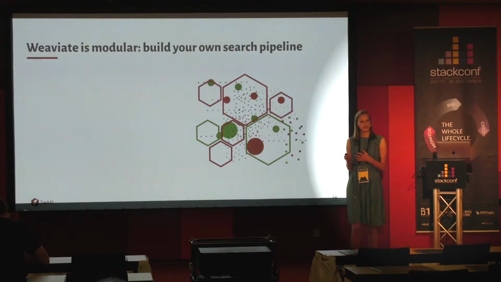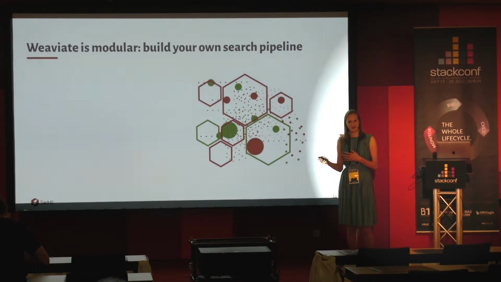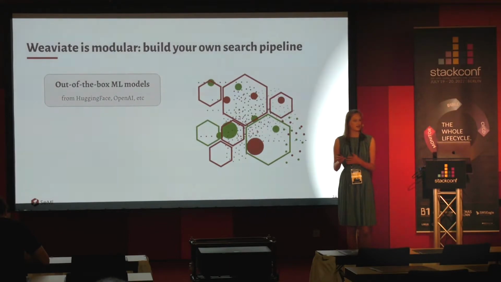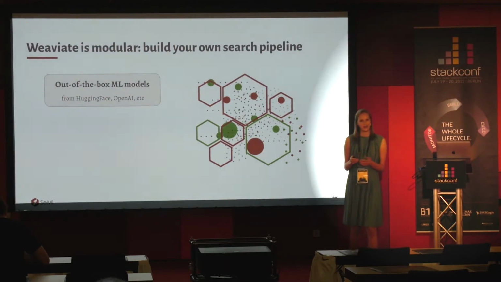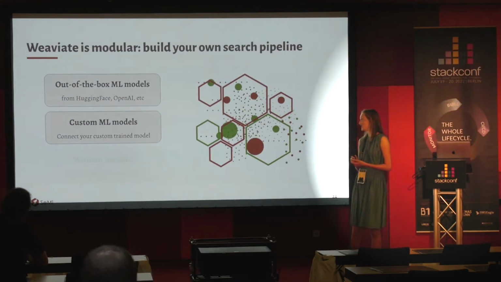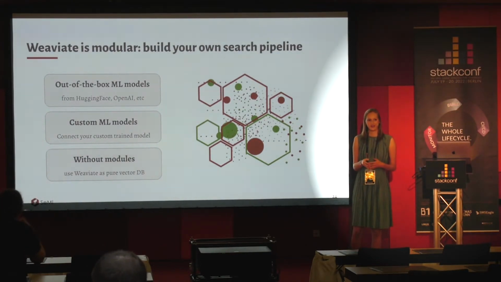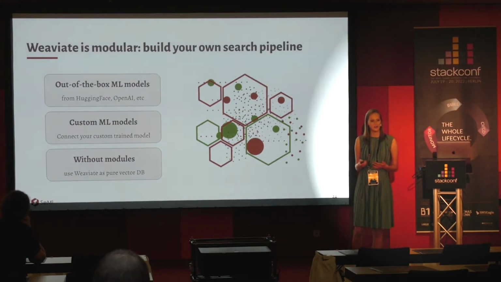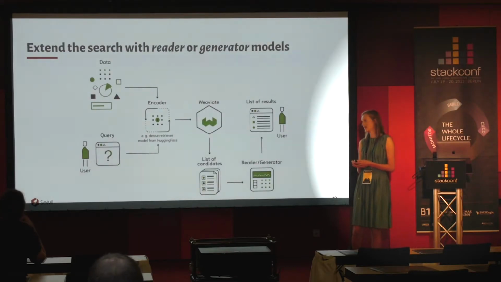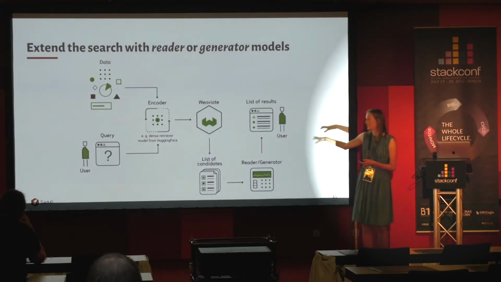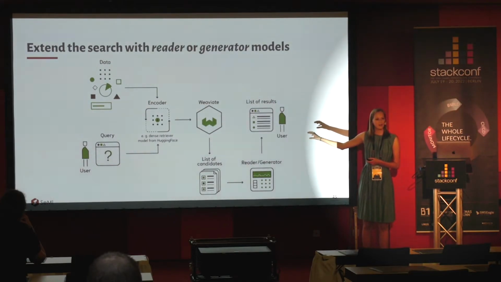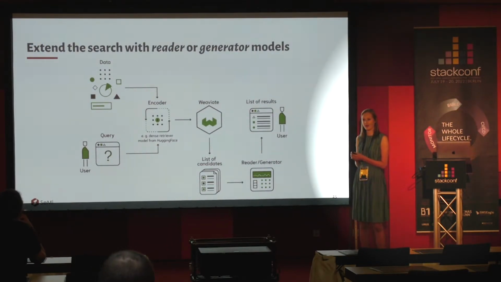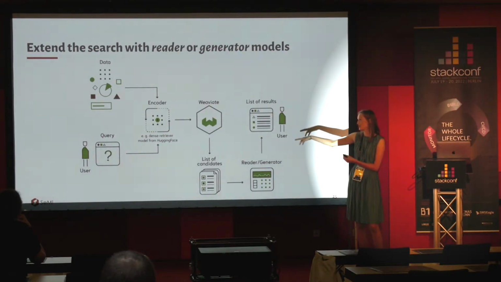But Weaviate is modular. This means you can extend this pipeline as well. Like I said, you can use out-of-the-box machine learning models, you can use your own models, or you can use Weaviate as a pure vector database if you have your vectors ready already. And you can extend this search pipeline by, for example, doing something with the results that are returned by the database. If you're building a question answering application, then you want to use a question answering machine learning model that can retrieve an answer from one of the results of Weaviate. So you can extend the pipeline however you want.